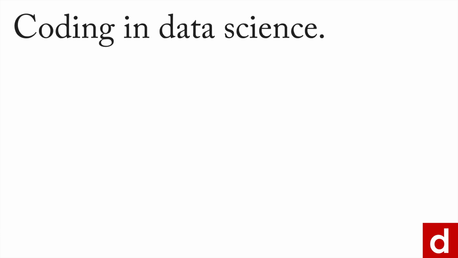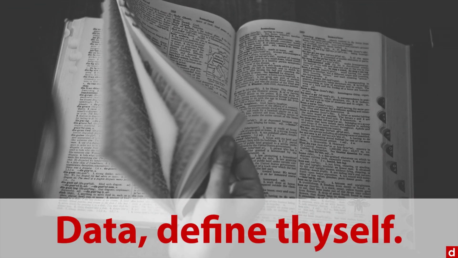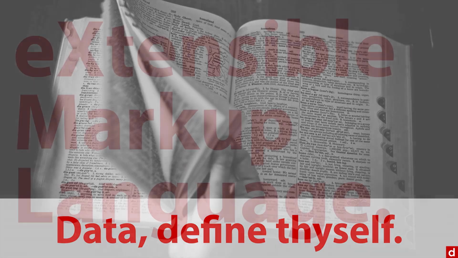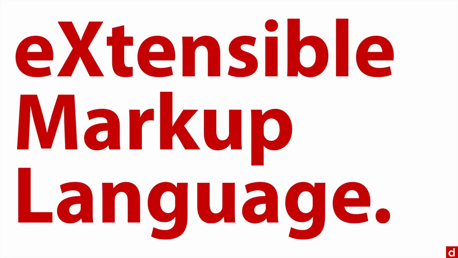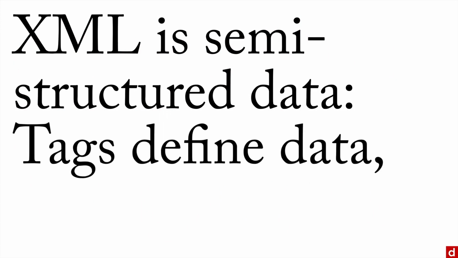The next step in coding and data science when you're working with web data is to understand a little bit about XML. I like to think of this as the part of web data that follows the imperative, data define thyself. XML stands for Extensible Markup Language. And what it is, XML is semi-structured data. What that means is that tags define data so a computer knows what a particular piece of information is.